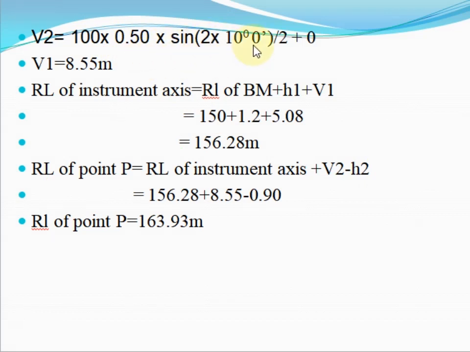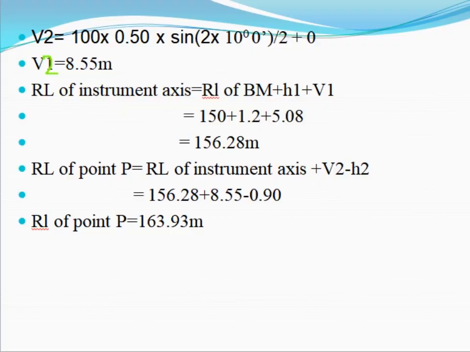where θ is 10 degree, divided by 2 plus 0. You have to get the value of V2, 8.55. Sorry, V2 is given here, not V1, remember that here it is V2. Previously it is V1, here V2 is 8.55. Okay, so you have to find out the RL of the instrument axis.